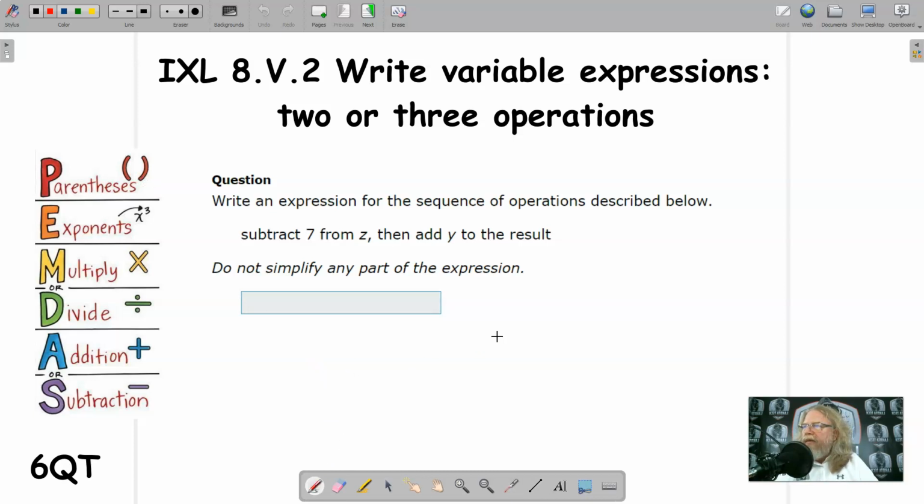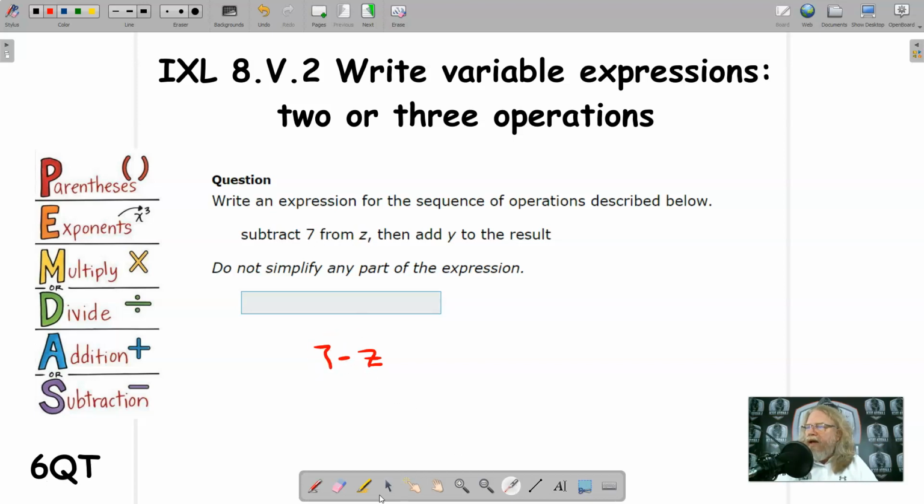So let's go ahead and grab our pen here. The first thing that we need to do is subtract 7 from z. Now if you put 7 minus z, this is not going to be correct. You're subtracting z from 7. But many people will make this mistake simply because the 7 comes first and they'll see subtract, so they'll think 7 minus sign z. But we don't want to do that.